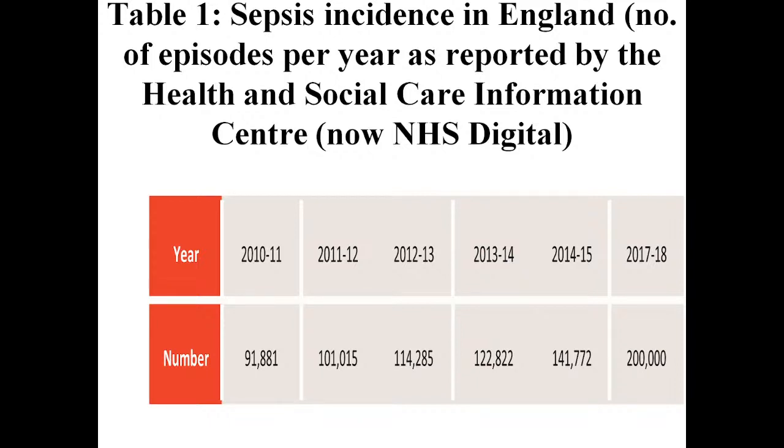Sepsis incidence in England, number of episodes per year as reported by the Health and Social Care Information Centre. In this table you can see the increasing number of these patients every year. For example, in 10-11 we can see 91,000, in 11-12, 101,000, and so on. You can see the increase in the incidence, and in 17-18 you can see 200,000 patients.